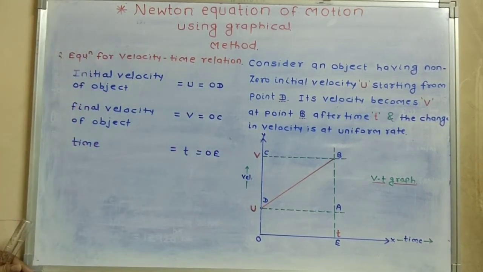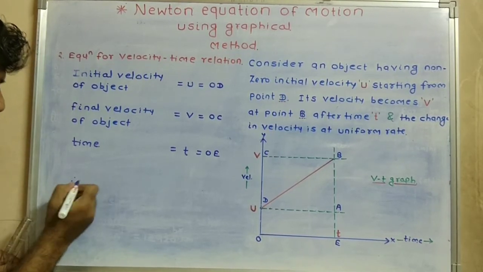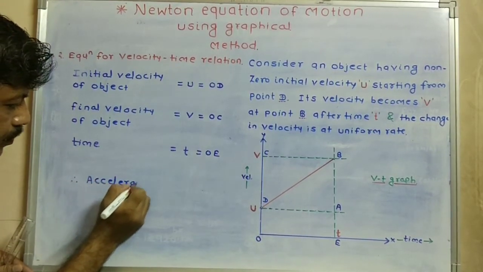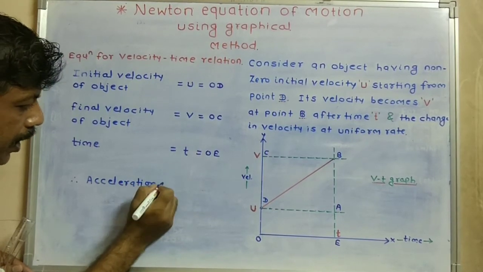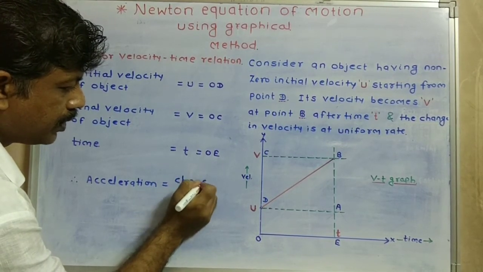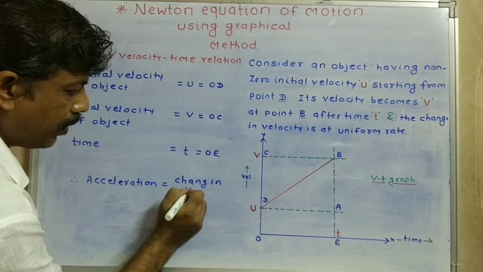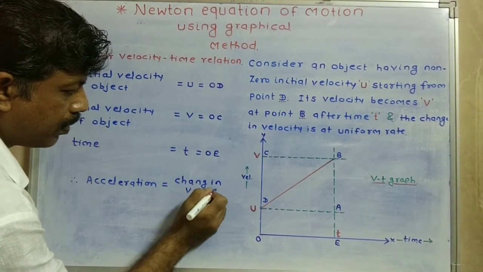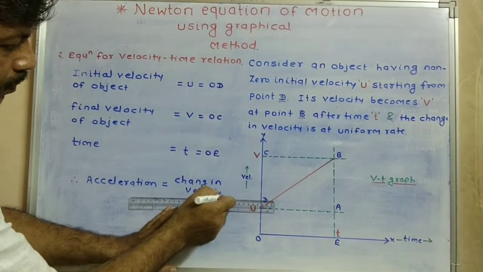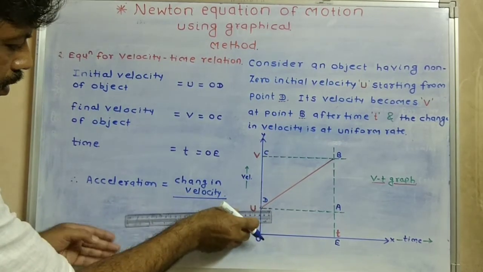Now we have got the three values. Now we will consider the definition of acceleration. What is acceleration? It is the change in velocity upon time. It is the rate of change of velocity. That is, change in velocity divided by time.